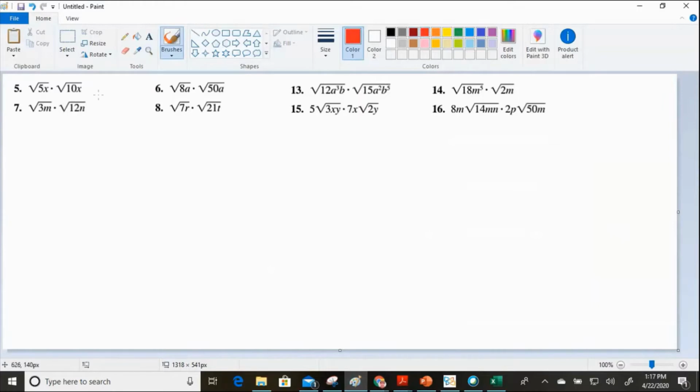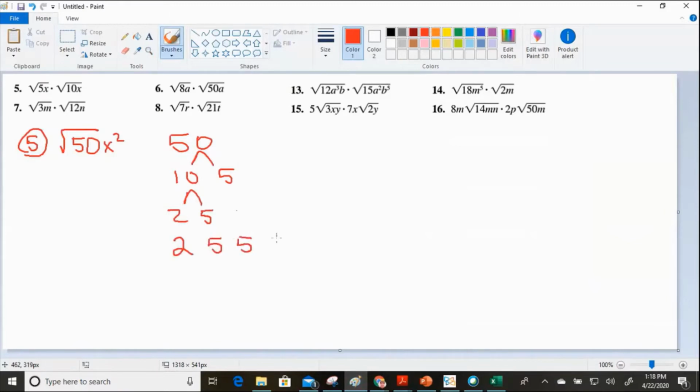Number 5, I multiply what's inside. 5 times 10 is 50, and then I have x squared. Okay, that's going to simplify. How do you simplify 50 as a radical? Well, you do your factor tree. So I do my 50. I'm going to do 10 and 5. Let's see, 2 and 5.